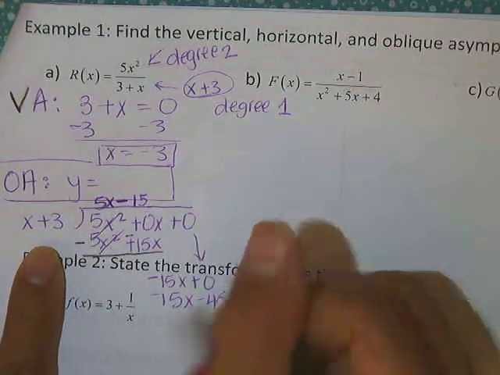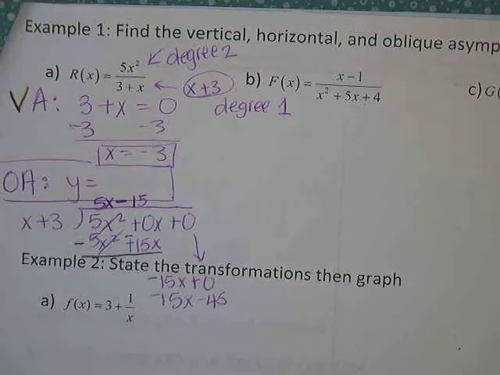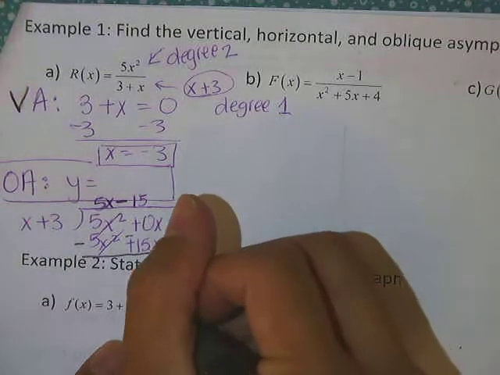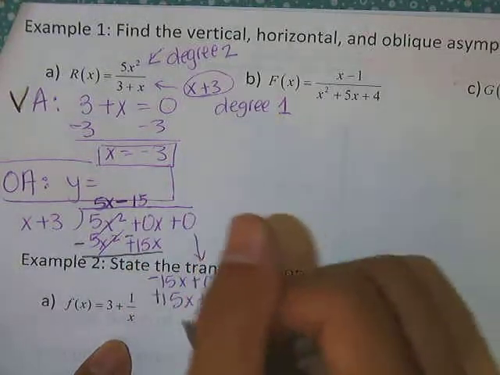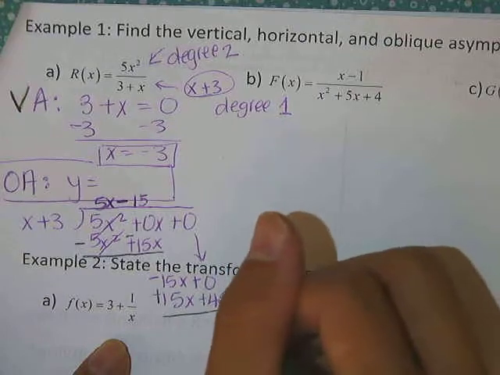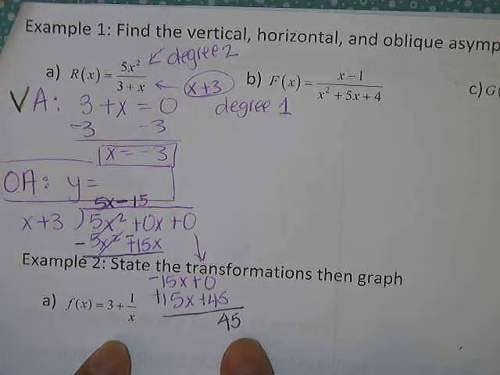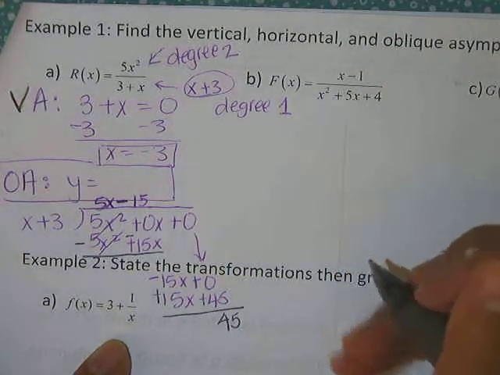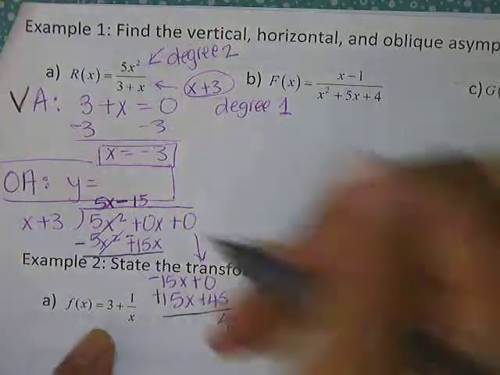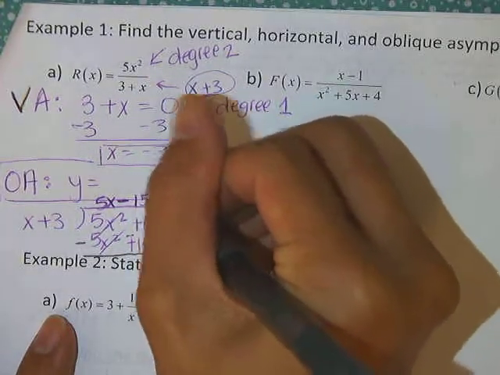So negative 15 times x is negative 15x. Negative 15 times 3 is negative 45. We're going to go back in and change all of our signs, okay? So this is a plus, this is a plus. We can combine. When I combine that, this is my remainder of 45, okay?